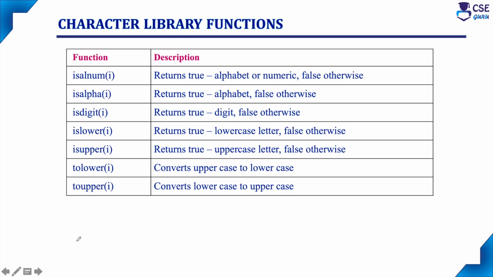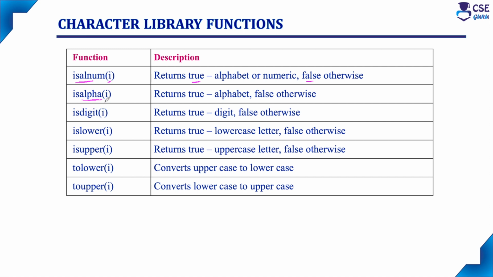Next, character library functions. isalnum of I: suppose the I value you have given is an alphabet or a numeric value, it will return true. Otherwise, it will return false. Any other value, any special characters you give, it will return false.